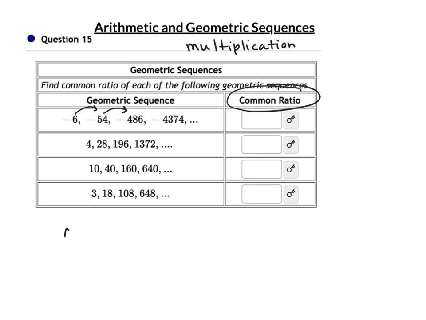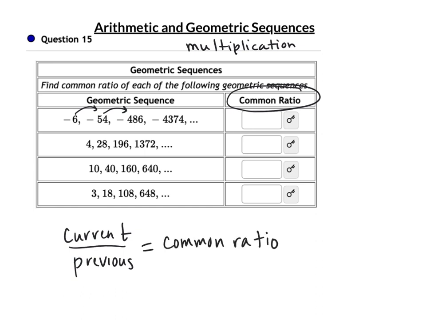We take the current and divide it by the previous in the sequence to find the common ratio. In this one, we take negative 54 and divide it by negative 6. I can pick any pair. If I take and divide the current one by the previous one, I get the same value. Here it's 9. I'm multiplying by 9 every time I move one spot.